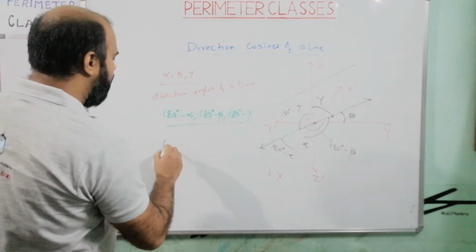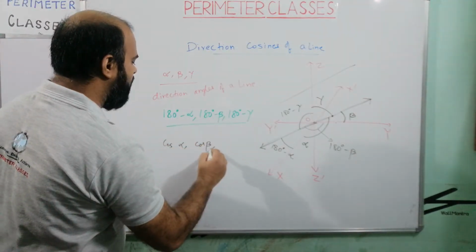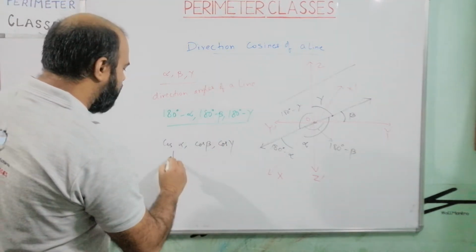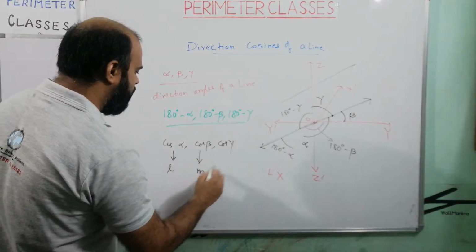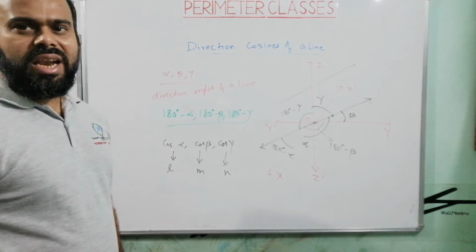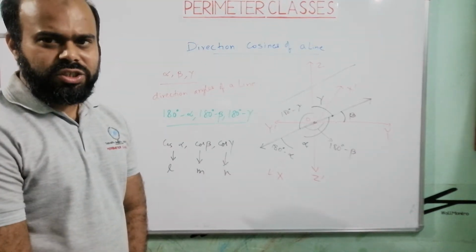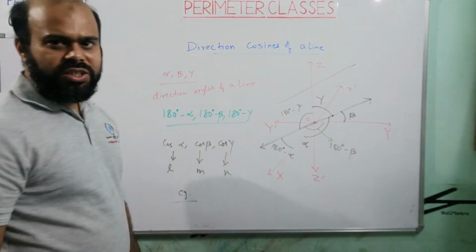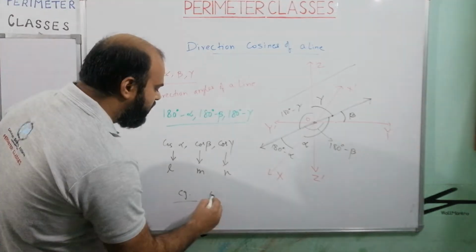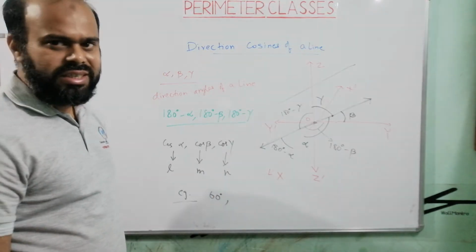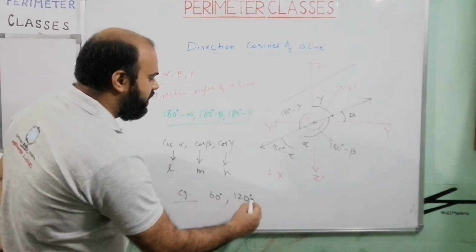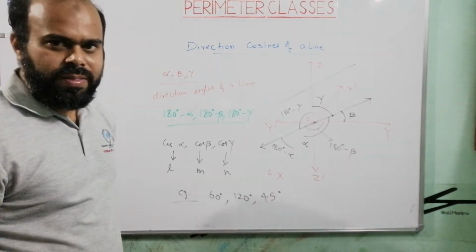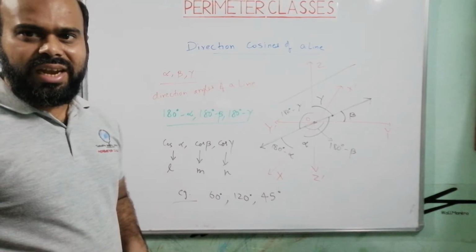If you take cos of alpha, cos of beta, and cos of gamma, just taking cos of these angles, these values are denoted by L, M, and N. So these L, M, N are called direction cosines of the line. For example, we have been given a line which is making angle 60 degree with x-axis, alpha is 60. It is making an angle 120 degree with y-axis, and it is making 45 degree with z-axis. So in that case, can you tell me what is L, M, and N?